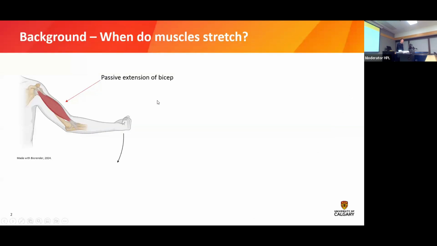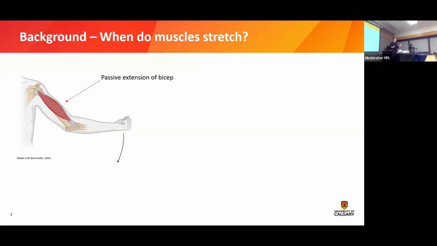I want to start out talking about when muscles stretch, because today I'm going to talk about passive muscle mechanics. And I want to first establish why this is important. Why should we be looking at passive muscle mechanics? Because if you think of muscle, we think of actin and myosin, we think of contraction. But every time one of your muscles contracts, it's usually opposed by an antagonistic muscle. And that antagonistic muscle is in passive extension. So for example, if I contract my tricep, my bicep is going to be in passive extension.